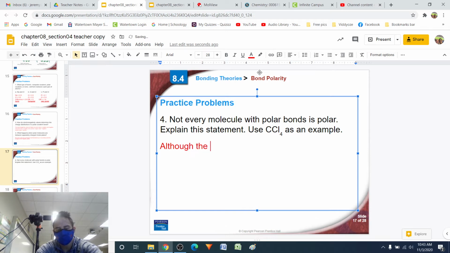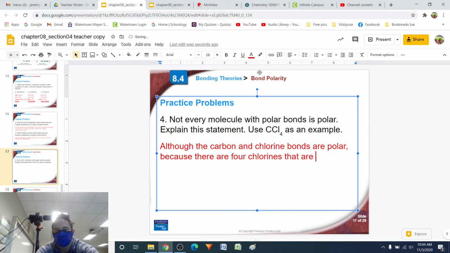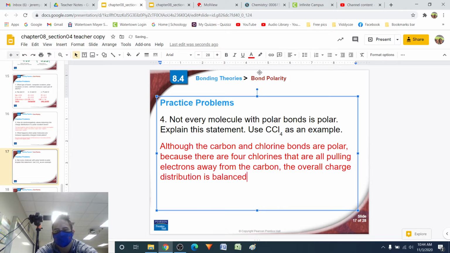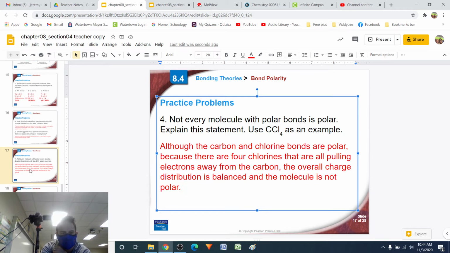Although the carbon and chlorine bonds are polar, because there are 4 chlorines that are all pulling electrons away from the carbon, the overall charge distribution is balanced and the molecule is not polar, okay? So the charges are kind of distributed evenly, they're balanced out, so it's not polar.